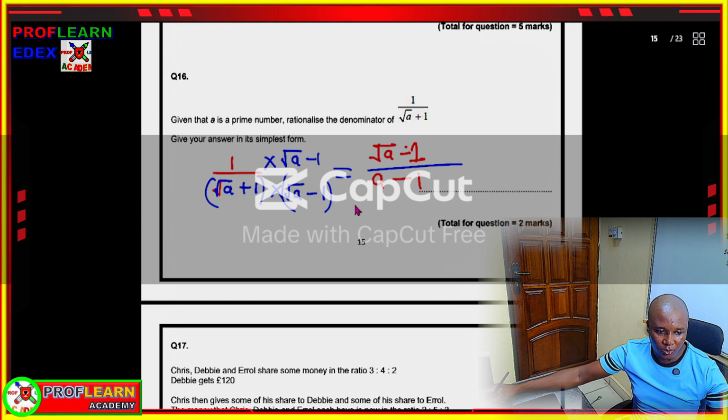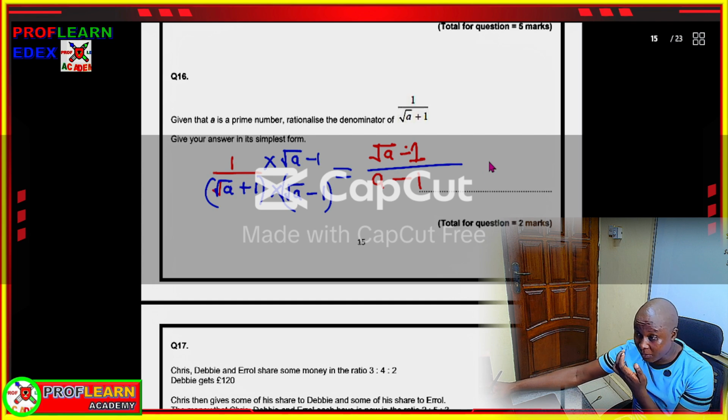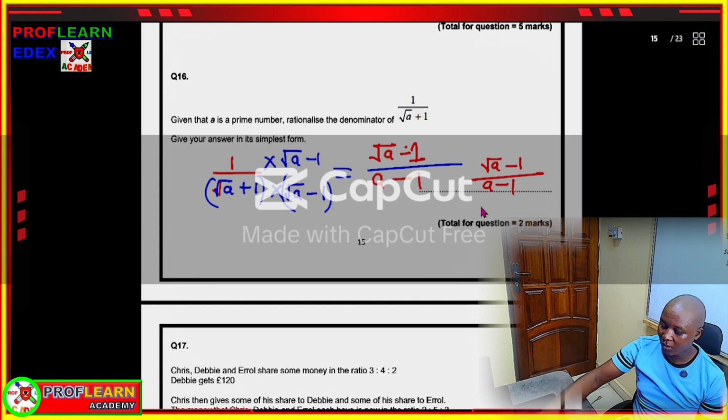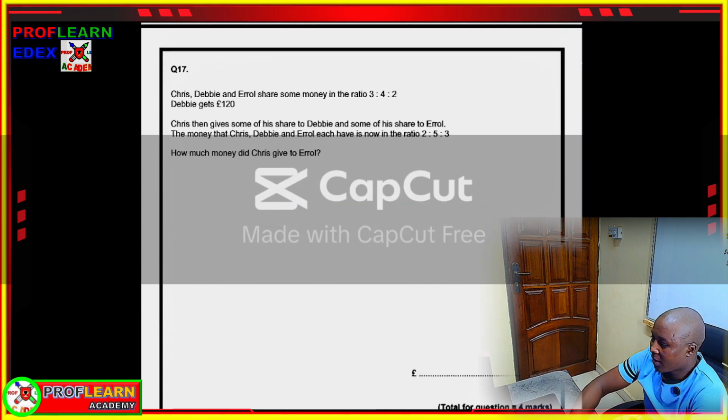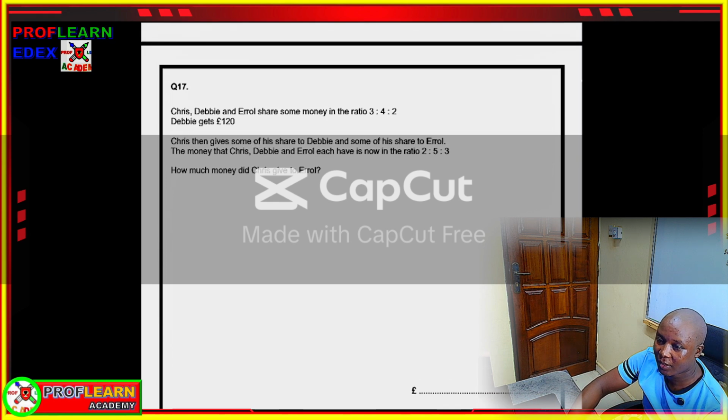So basically that's what we're going to leave our answer as. Our final answer would be root a minus 1 over a minus 1. So you're going to leave your answer, you shall have your answer remaining that way.